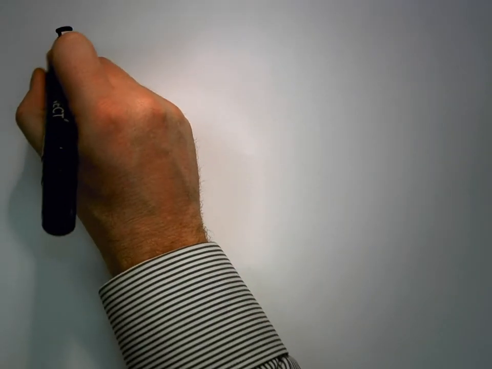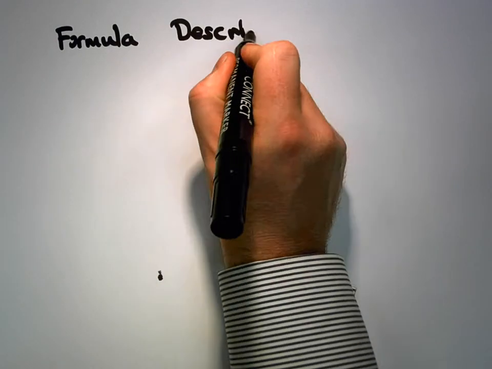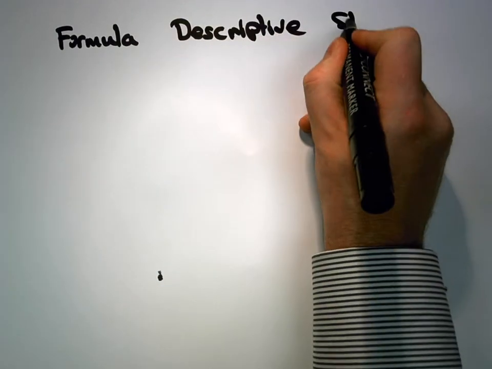The formulas are for the mean, the variance and the standard deviation, but this time when the data is represented through a frequency distribution. So we have our formulas for descriptive statistics.